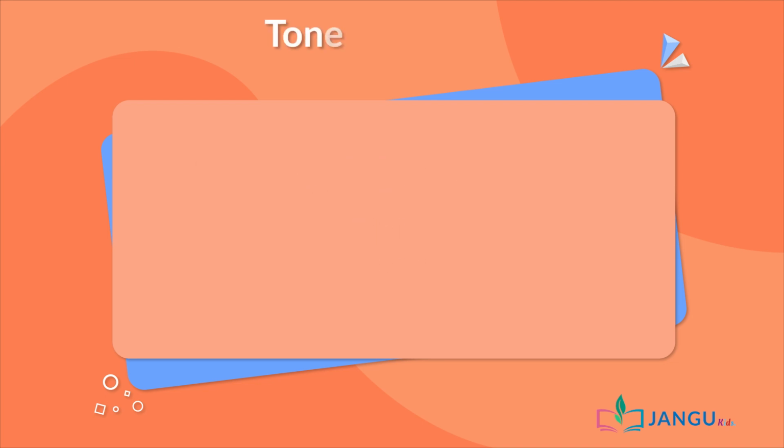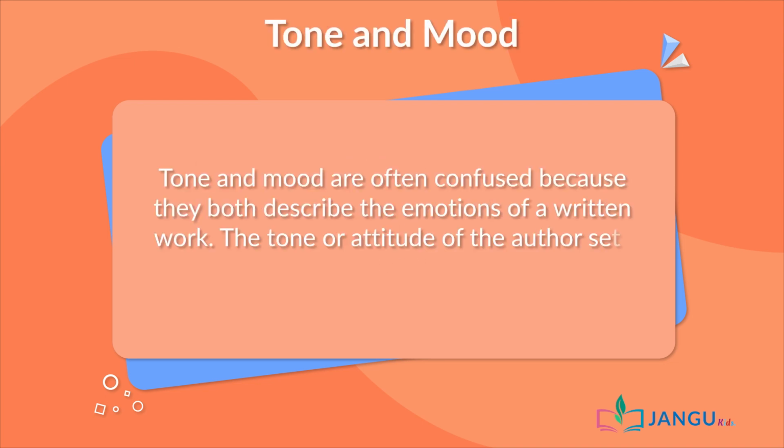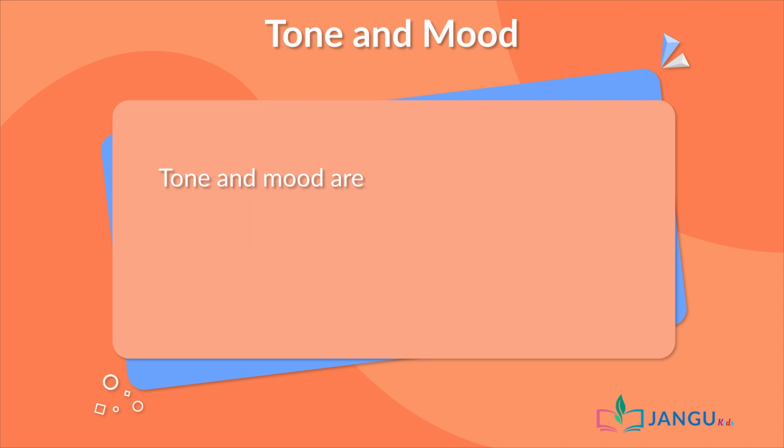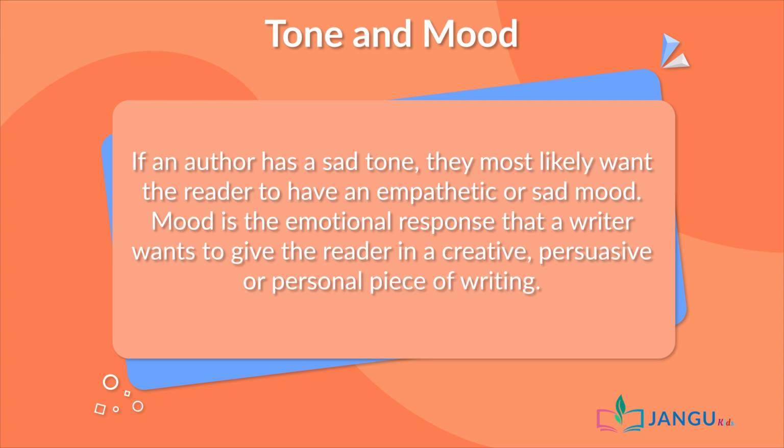1. Tone and mood. Tone and mood are often confused because they both describe the emotions of a written work. The tone or attitude of the author sets the mood of the piece and determines what the reader will feel. If an author has a sad tone, they most likely want the reader to have an empathetic or sad mood.